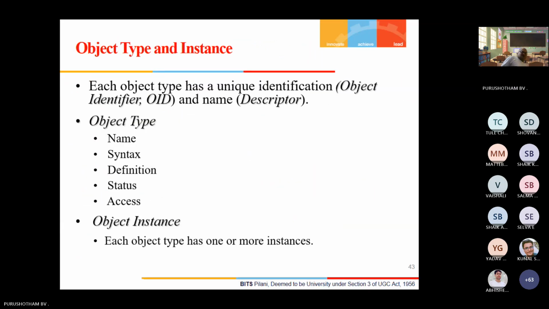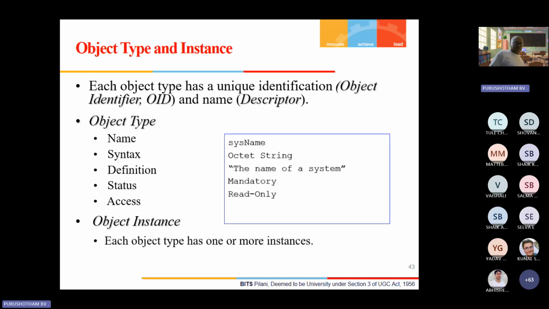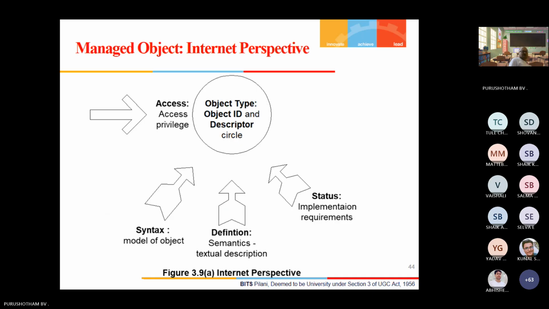Okay. So then object instance: each object type has one or more instances. Any number, because object oriented itself is that, right? So any number of objects can be created. System name, octet string, the name of the system, mandatory, read only, like that. The object type, object ID and the descriptor, and then access privileges, syntax, the model of the object, then definition, a semantic textual description, and status, whether the implementation is required.